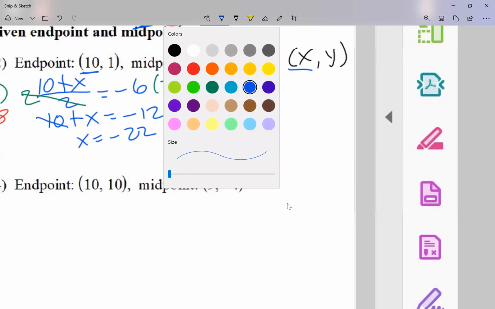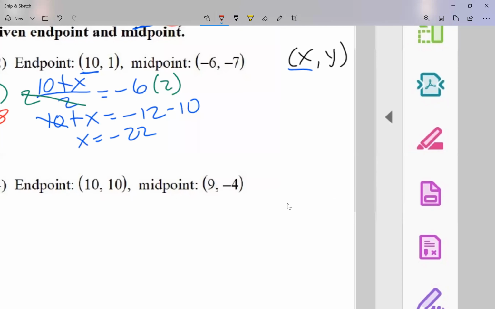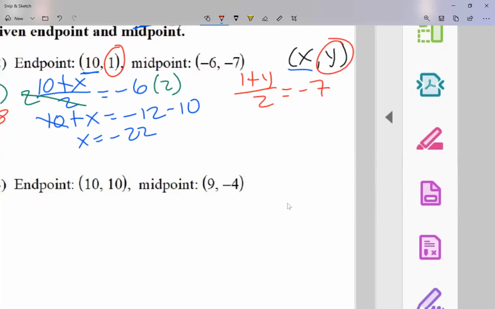Now let's take a look at the y values. Let me deal with y. I'm looking at the y values of my endpoints. So in this case, 1 plus y divided by 2 is equal to -7. I add the y values of my endpoints divided by 2 equals the y value of the midpoint. All right, I don't want to have fractions, so let me multiply both sides by 2. So those 2's cancel out. So I get that 1 plus y is equal to -14.